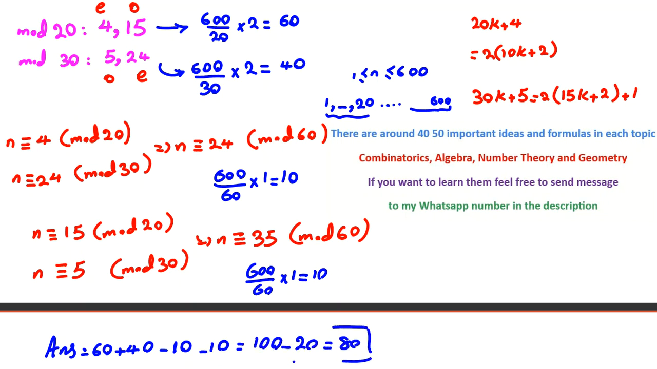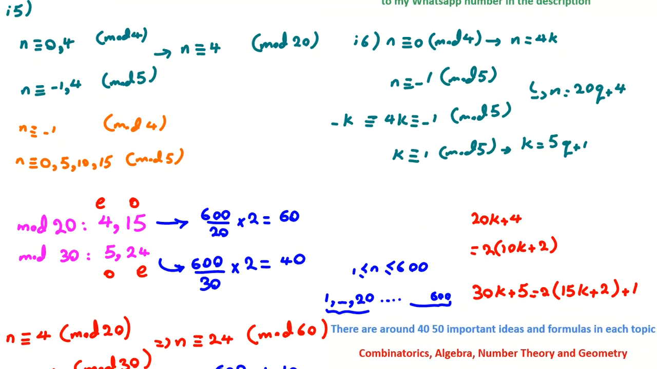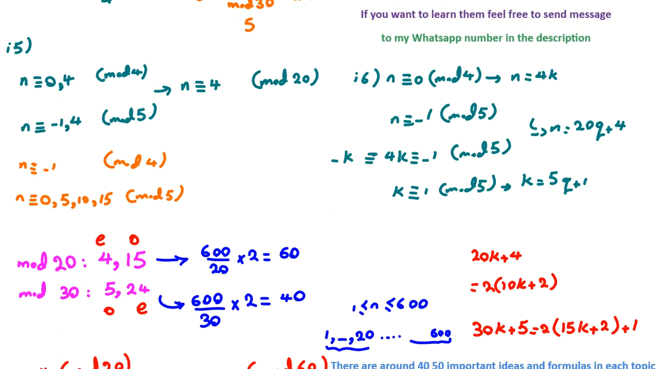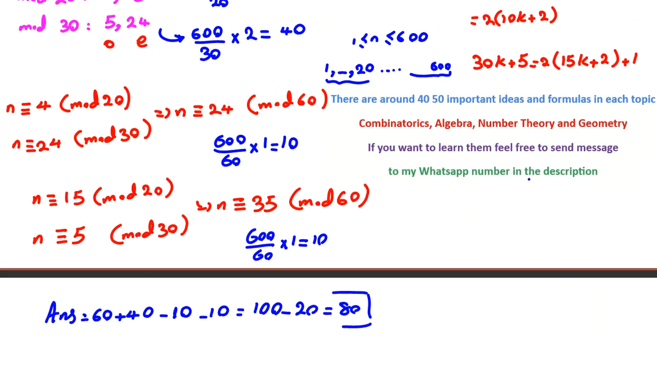Okay, let's see how many ideas we considered. 6 ideas. If you want to learn more ideas, feel free. 40 to 50 important ideas and formulas in combinatorics, algebra, number theory, and geometry.